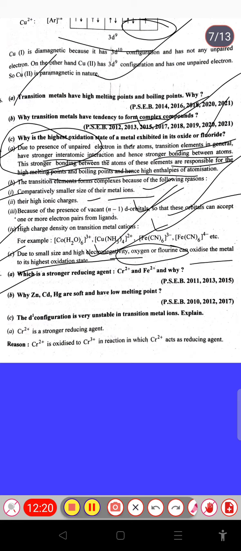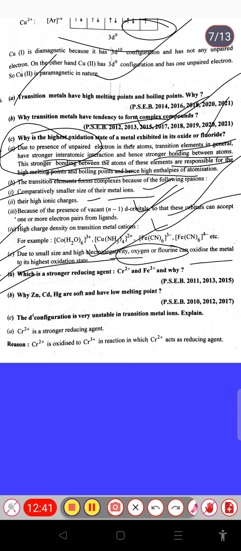Next question: which is a stronger reducing agent, chromium 2+ or iron 2+, and why? Second question: why are zinc, cadmium and mercury soft and have low melting points? And the next question: why is the d1 electronic configuration very unstable in a transition metal ion? Explain. So let's start from the first question, which is a stronger reducing agent.